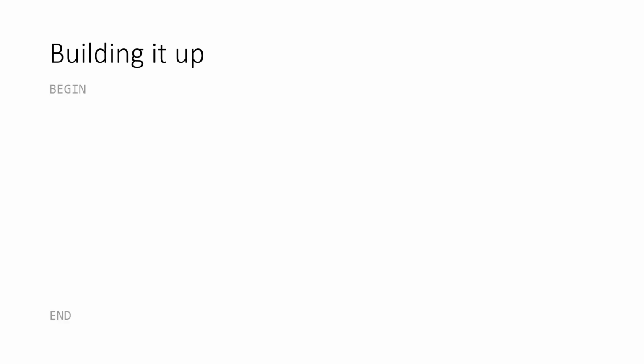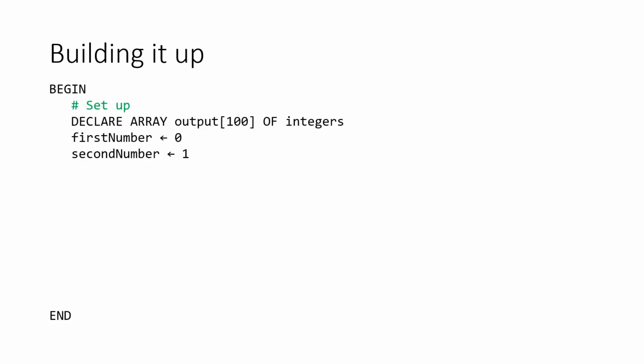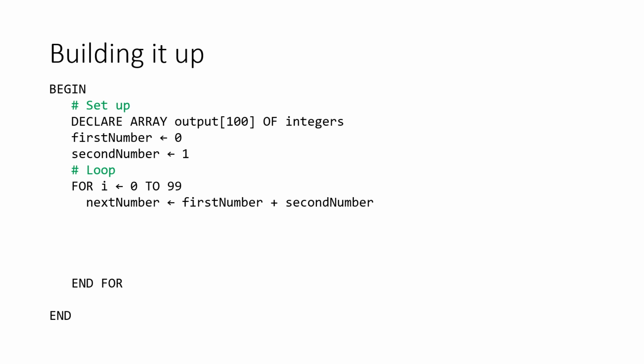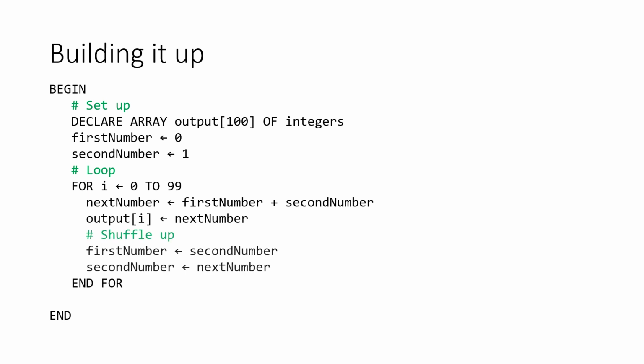Let's build it up. Begin with begin, end with end. Set up the array and the first two numbers. For the rest, we loop through. And first of all, we take our first and second numbers to add them together and create the next number. We pop that into the array, and then we shuffle those numbers up into the next place and repeat the loop for the second time.